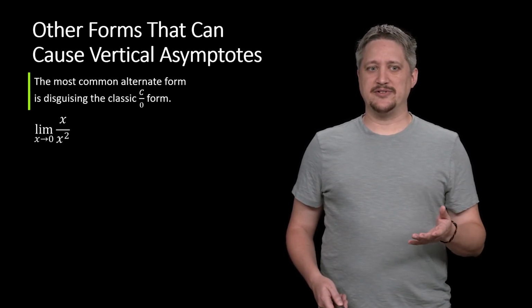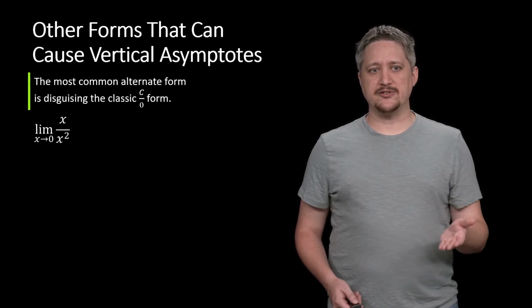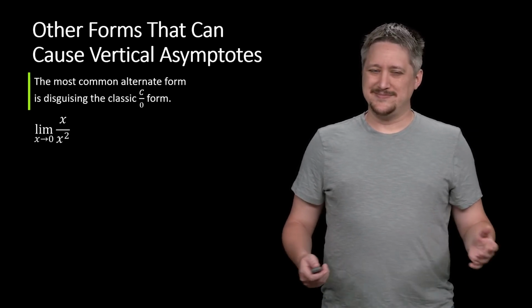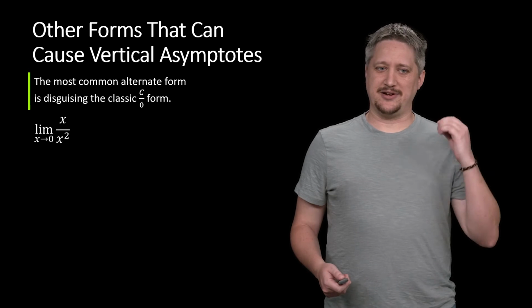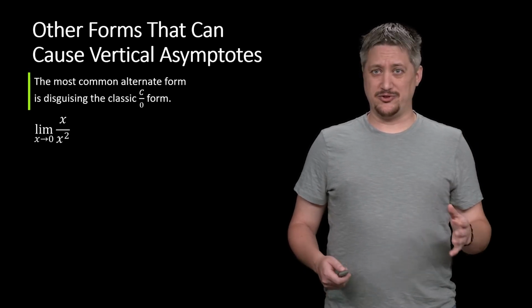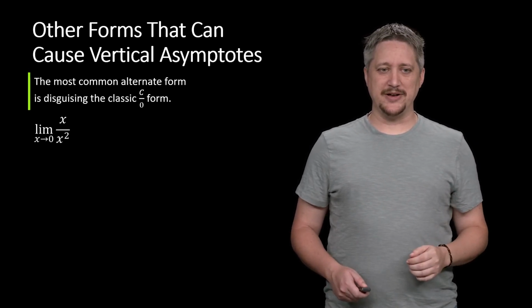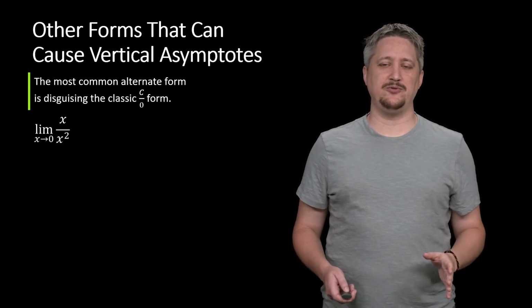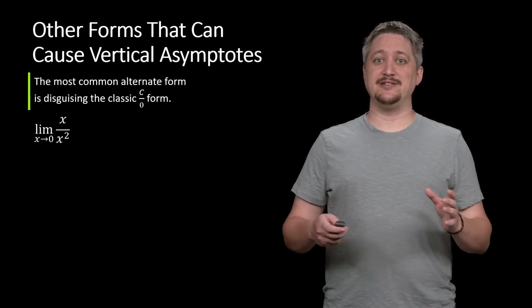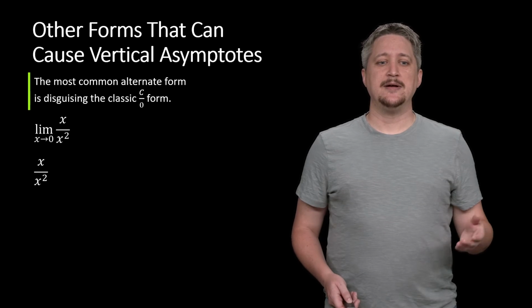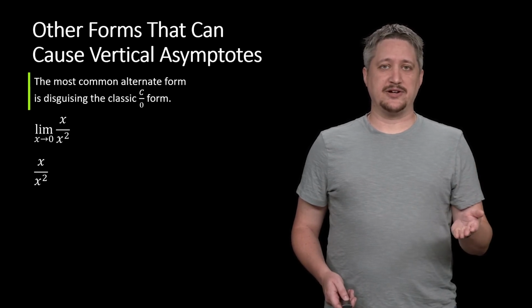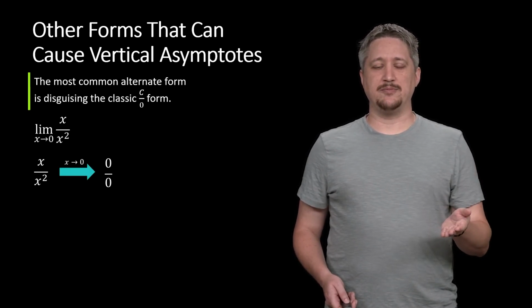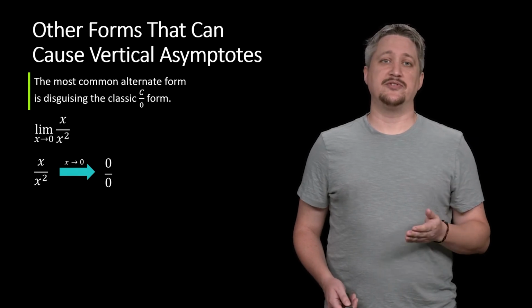So for example, let's look at the limit as x goes to 0 of x over x squared. You may look at that and immediately think, oh, that's not simplified, right? Which is sort of the point here. But if I just naively tried to plug in 0 and see what happens, well, I have x over x squared. I'm going to try to plug in 0. I get this 0 over 0.